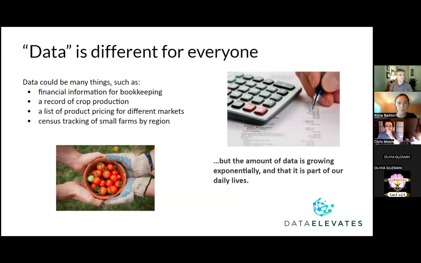For context, it's different for everyone. For a farmer, and not even just a farmer, it's financial information for bookkeeping, records of crop production, product pricing, census tracking of small farms. There are no surprises here on that front. But the reason that data is already incredibly important, but is becoming more and more important, is that it is already a part of our daily lives, but it continues to grow in value. It continues to grow exponentially in terms of what is out there, to essentially support efficiencies on your farm and effectiveness of your farm. So I think that is key here.